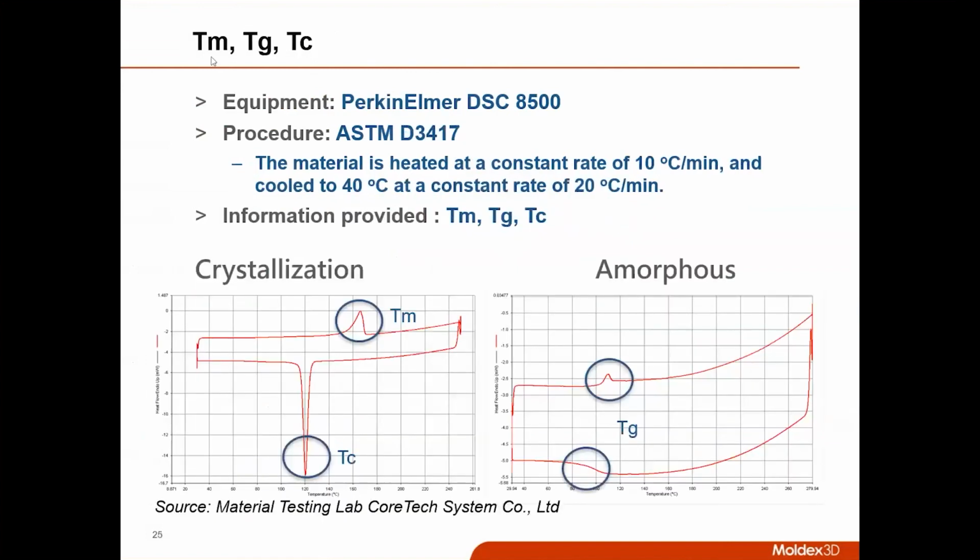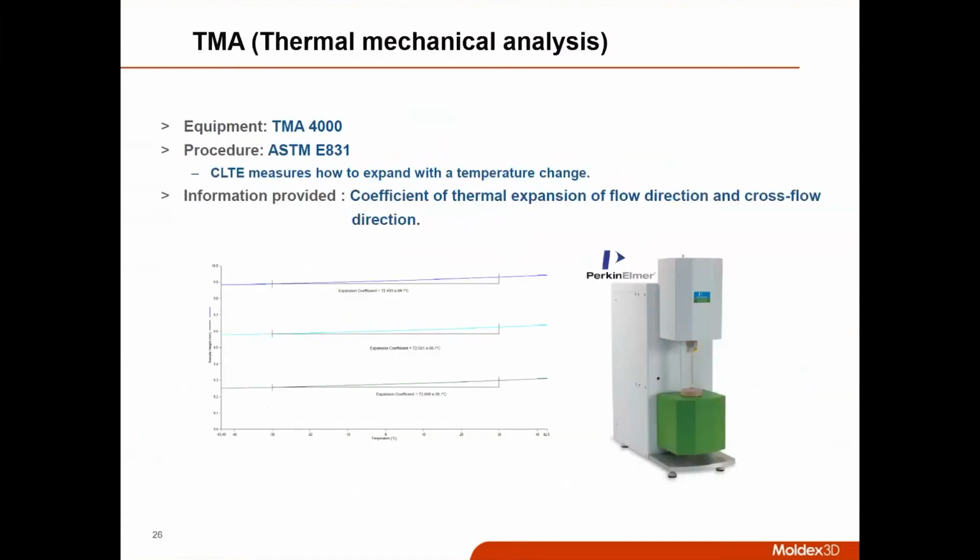Okay, and the DSC will tell us a lot about the physical properties of the polymers, such as the melting temperature and the crystallization temperature. And for amorphous materials, it will tell us the glass transition temperature. These are all very important for our simulation predictions. Okay. And TMA is another one. This will measure the thermal expansion coefficients, which allows us to take into account the thermal expansion in the flow and cross-flow directions, because if you have fiber-filled materials, these materials will have different thermal expansions in the two directions.